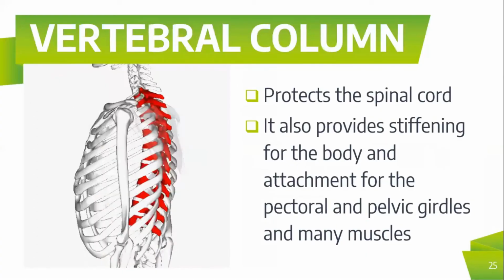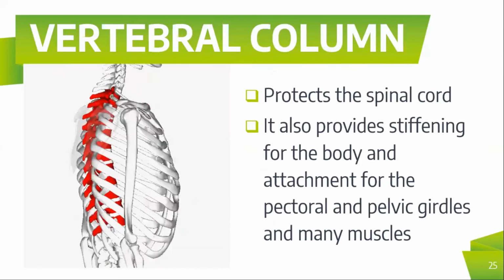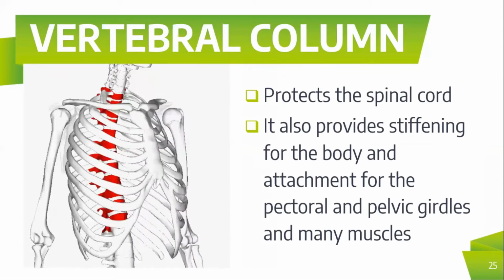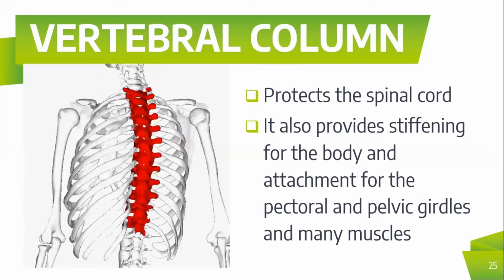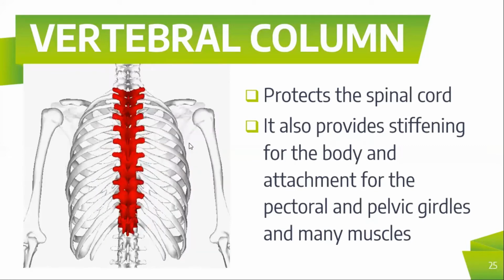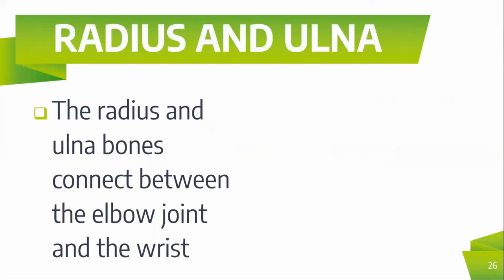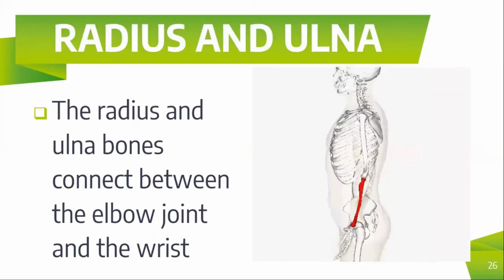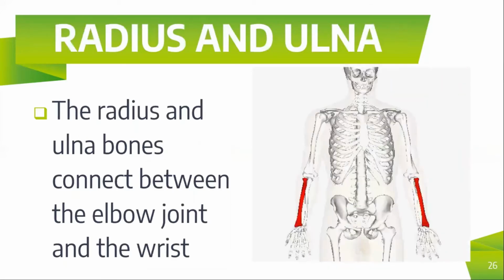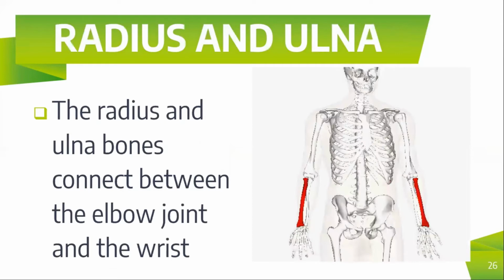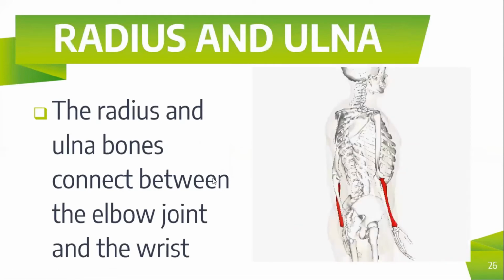At the back is the vertebral column. It protects the spinal cord and it also provides stiffening of the body and attachment for the pectoral or pelvic girdles and many muscles. Next here, attached after the largest bone in the arm are the radius and the ulna. So the red one is the radius, followed by the ulna. They connect between the elbow joint and the wrist.